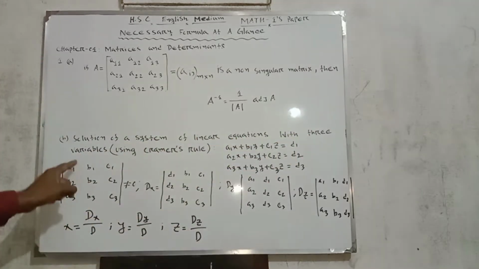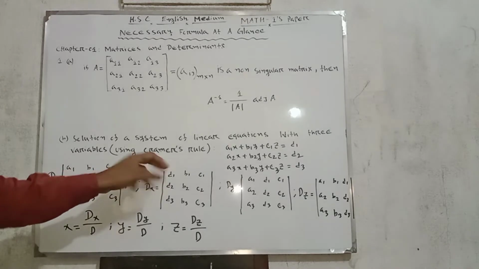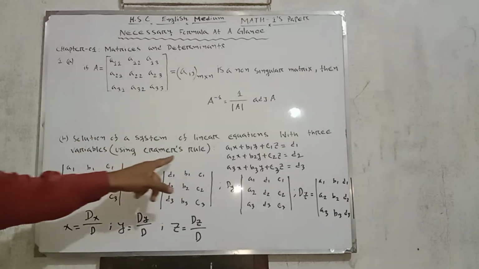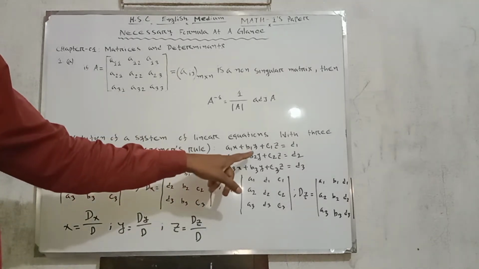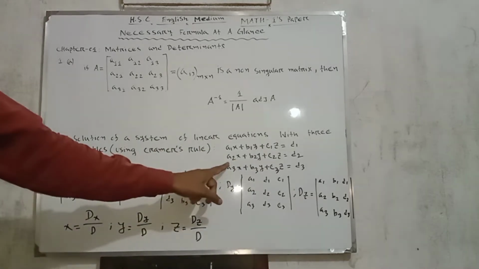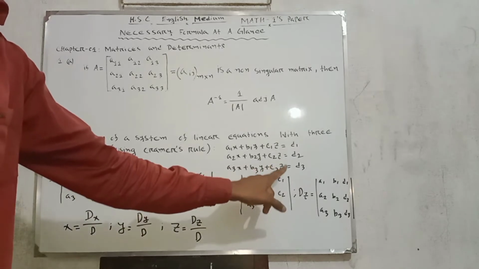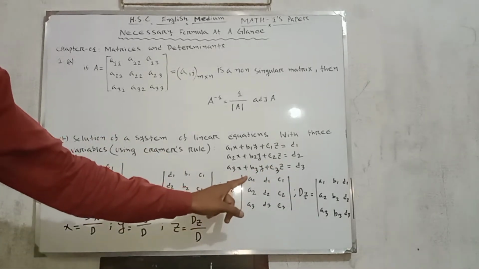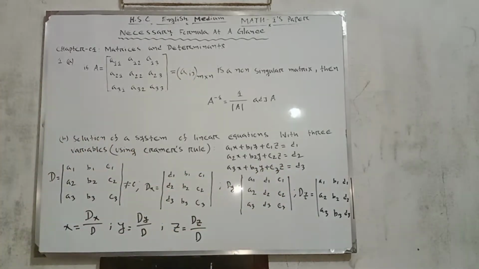with three variables using Cramer's rule. Okay, a1x plus b1y plus c1z equal d1. Next, a2x plus b2y plus c2z equal d2. Next, a3x plus b3y plus c3z equal d3.